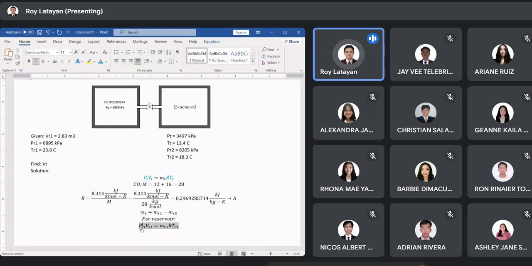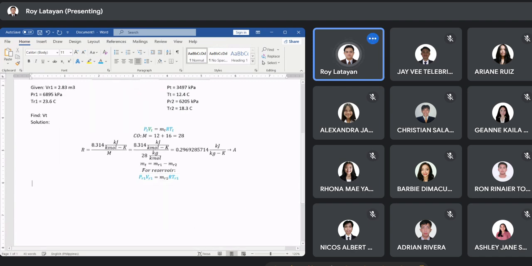So we have initial pressure, we have initial volume as given. We also have temperature, and the R naman, carbon monoxide pa rin naman yung pinag-usapan natin. Yun lang din naman lang lumipat dito. So we have na yung value ng R, so we can get yung value ng MR1.